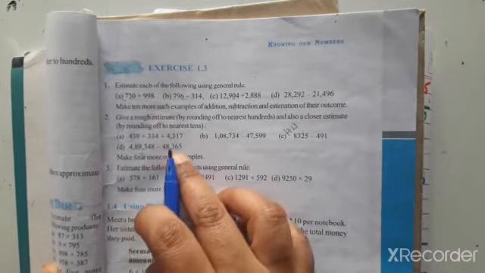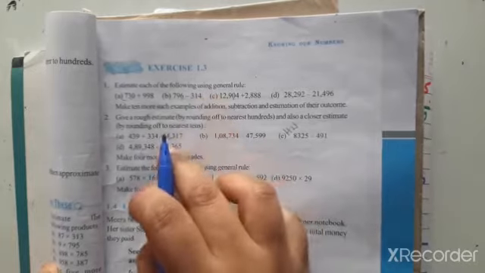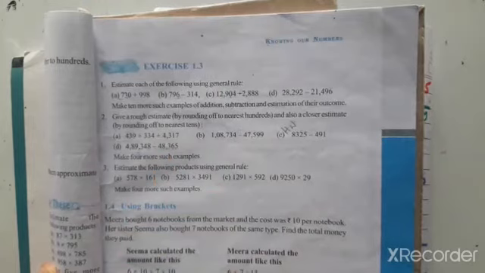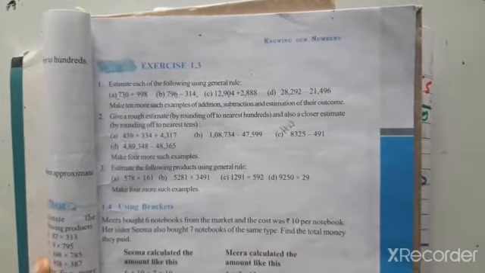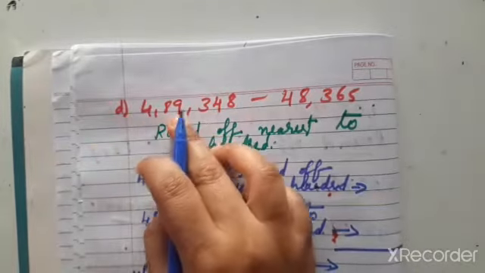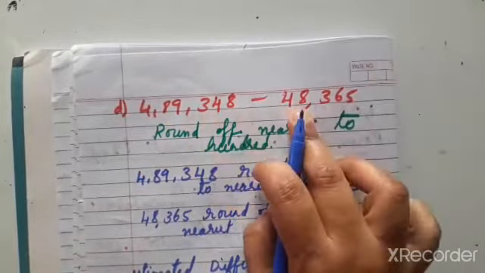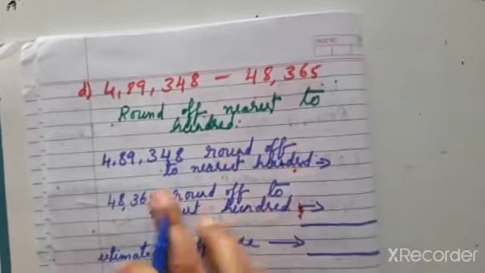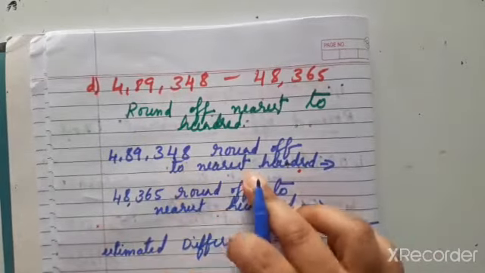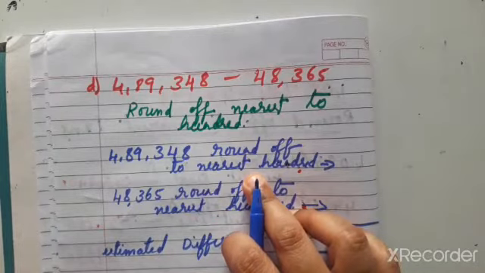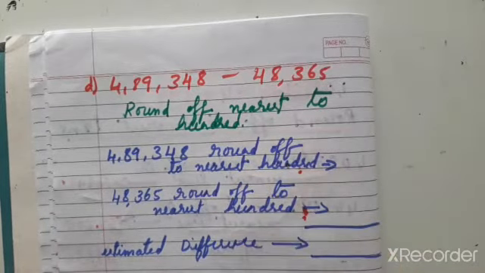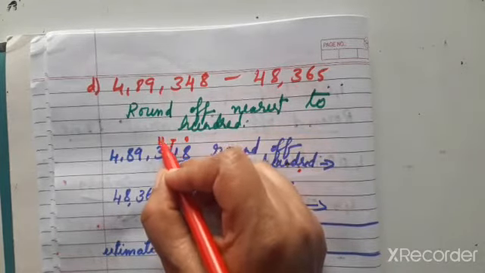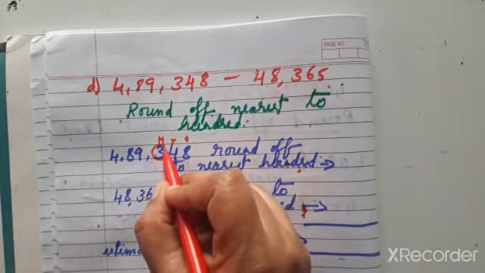4,89,348 minus 48,365. First we have to find the nearest 100, then for the difference we have to subtract. Again we have to find the nearest tens. Now round off 4,89,348 to the nearest 100 place. What is the first step? First step, you have to check the place value. Ones, tens, 100. 3 is in the 100 place.